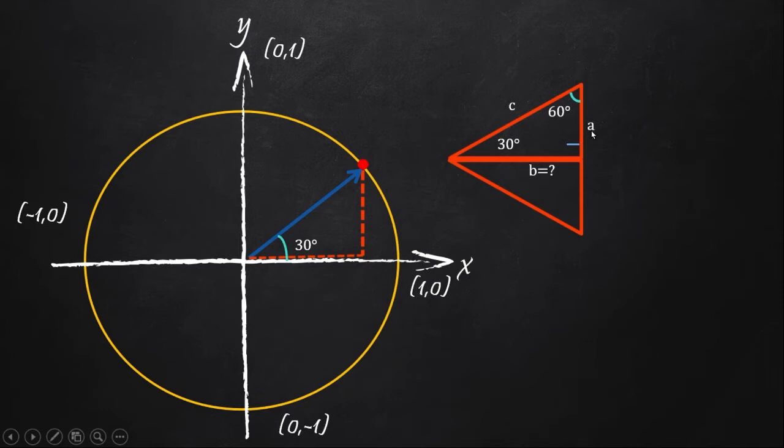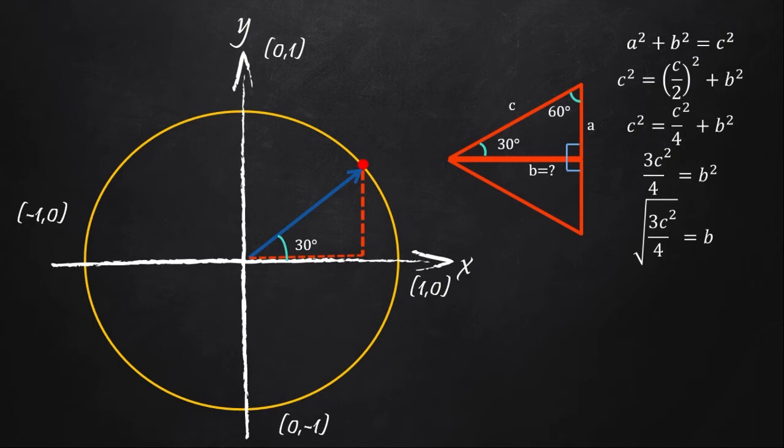So this A will become C over 2. And this length will be our missing side. So using the Pythagorean theorem, A squared plus B squared is equal to C squared. So C squared is equal to C over 2 squared plus B squared. So now C squared is equal to C squared over 4 plus B squared. Simplifying that, we have B is equal to square root of 3 C over 2.